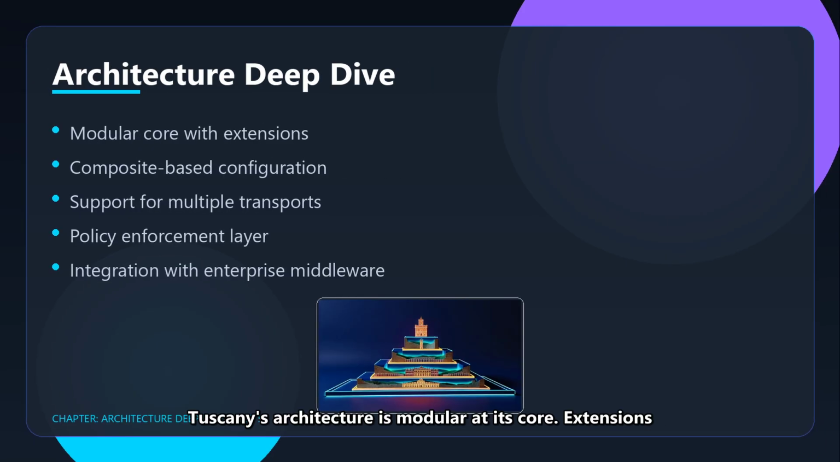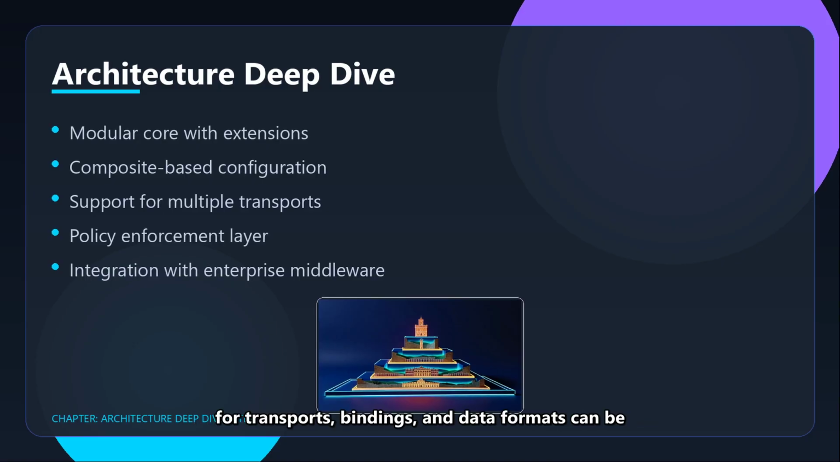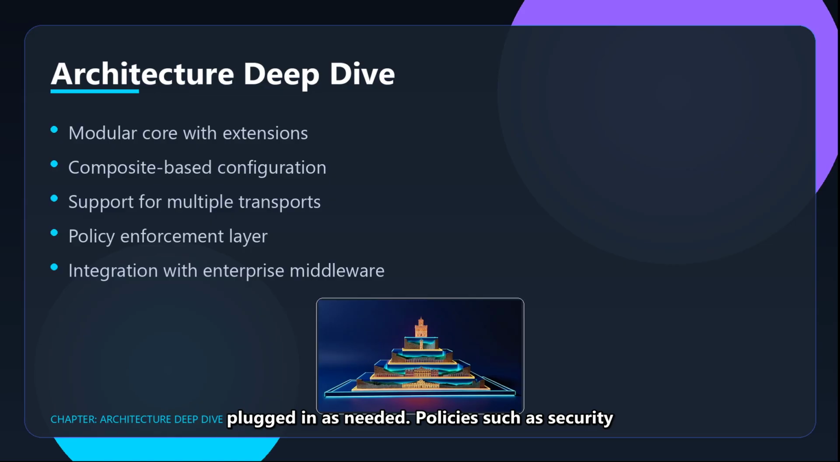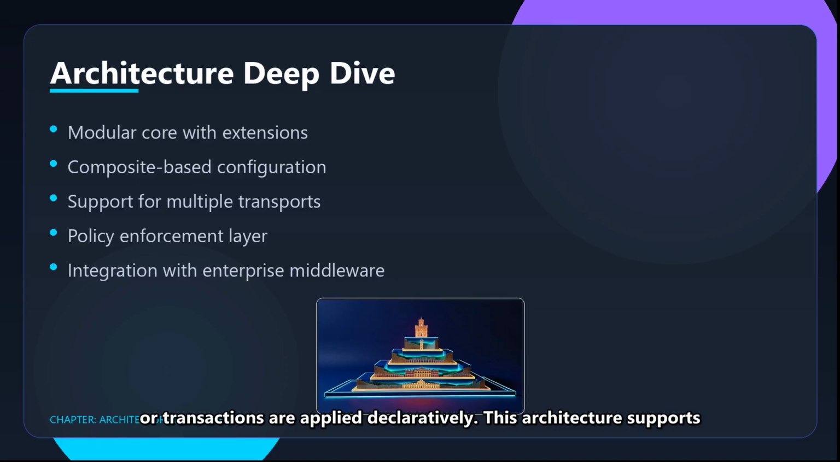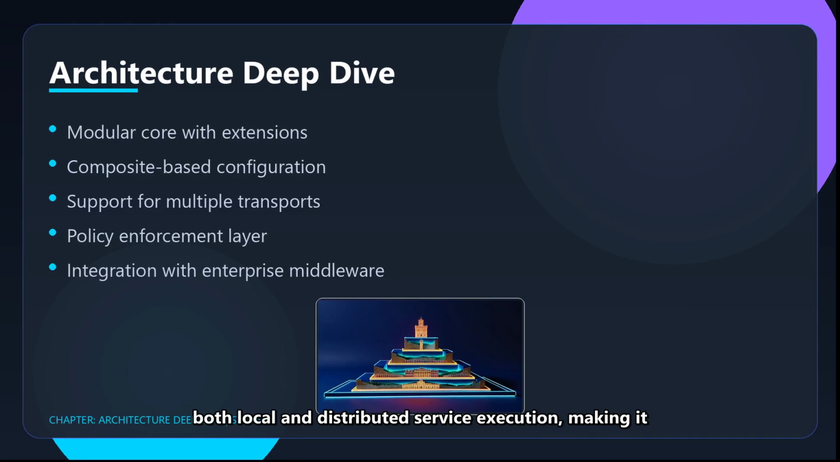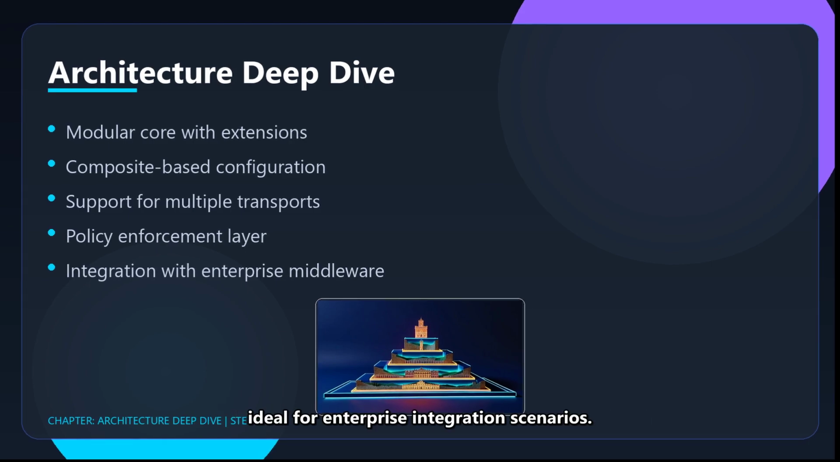Tuscany's architecture is modular at its core. Extensions for transports, bindings, and data formats can be plugged in as needed. Policies such as security or transactions are applied declaratively. This architecture supports both local and distributed service execution, making it ideal for enterprise integration scenarios.